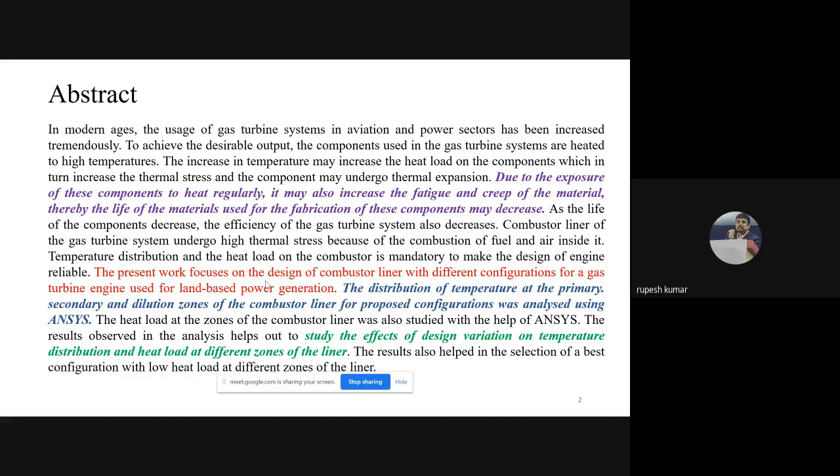So why have we studied this temperature distribution and the heat load at different zones of the liner? Because here we are going to select a better configuration, so that the heat load at different zones of the liner will be very minimum, and the distribution of temperature will be nominal. If the heat load is very minimum at these different zones, the fatigue and the creep of the material can decrease, and therefore the life of the materials used for the fabrication of these components may also increase. So that's why we are concentrating on these two things: one is distribution of temperature, the other is heat load at different zones of the liner.